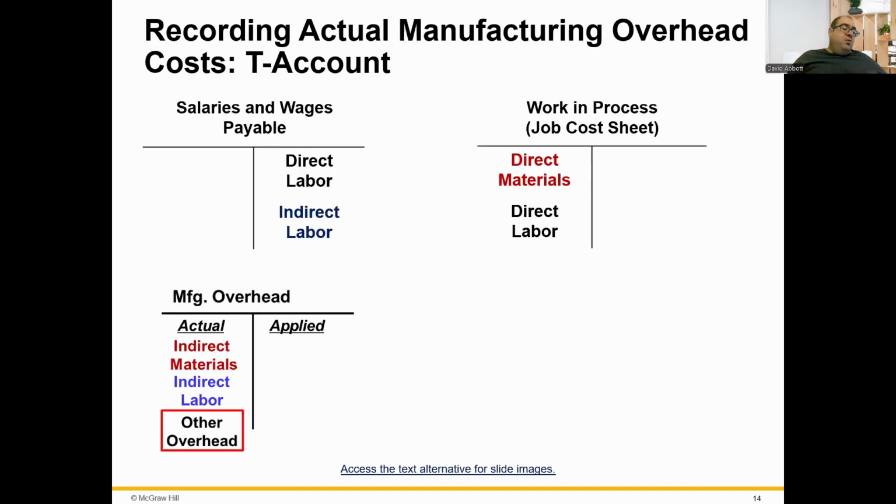And then recording actual overhead. So there might be other overhead as well besides the materials and the labor. There might be other items and other costs that are incurred. So as they are incurred, the actual manufacturing overhead costs are debited to manufacturing overhead. So you would debit manufacturing overhead and then credit whatever it is coming from.